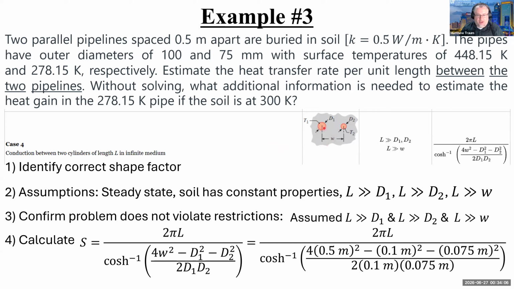If we were worried about the conduction of the pipes out into the soil, we would need to do something else. In fact, I asked that: without solving, what additional information is needed to estimate the heat gain of a 278.15 Kelvin pipe if the soil is at 300 Kelvin? So that's asking what information you would need to solve that additional problem. We're not doing that yet. We're just looking at the heat transfer between these two pipes.